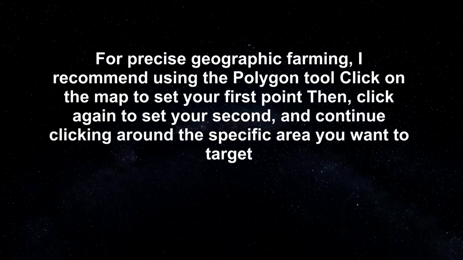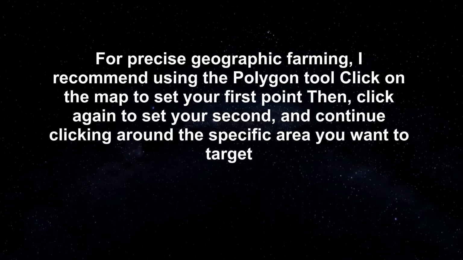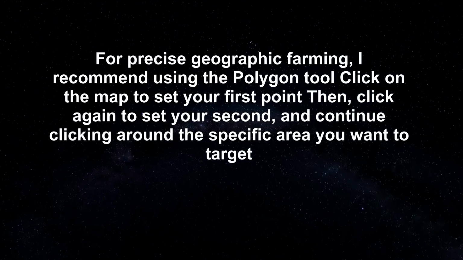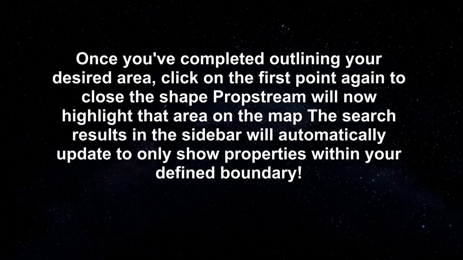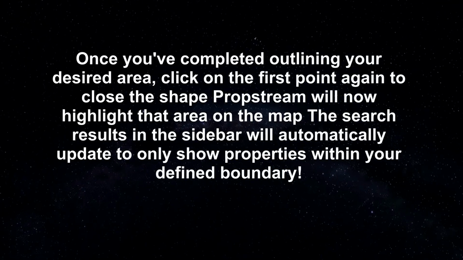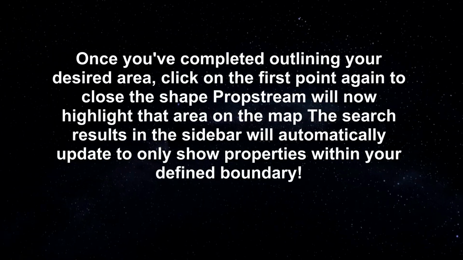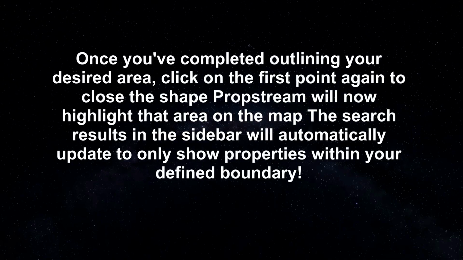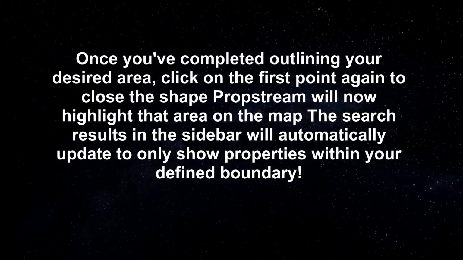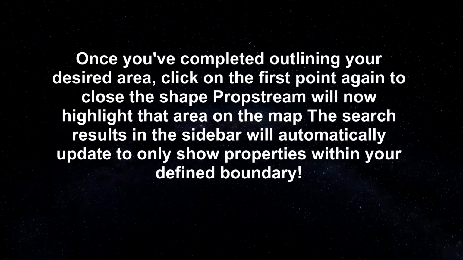Click on the map to set your first point, then click again to set your second, and continue clicking around the specific area you want to target. Once you've completed outlining your desired area, click on the first point again to close the shape. Propstream will now highlight that area on the map. The search results in the sidebar will automatically update to only show properties within your defined boundary.